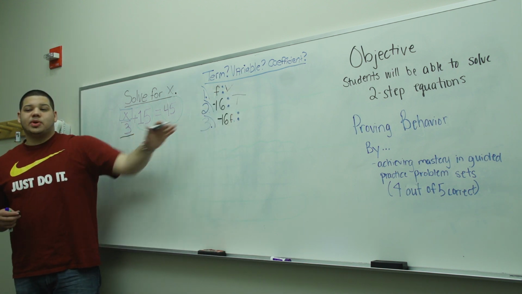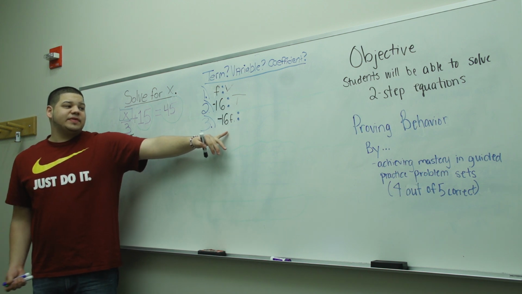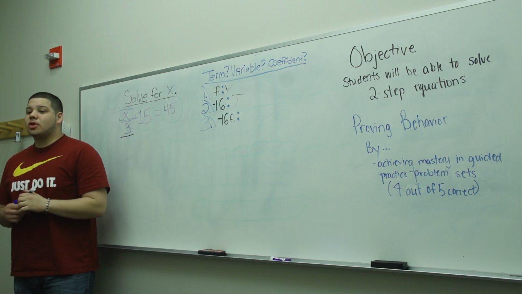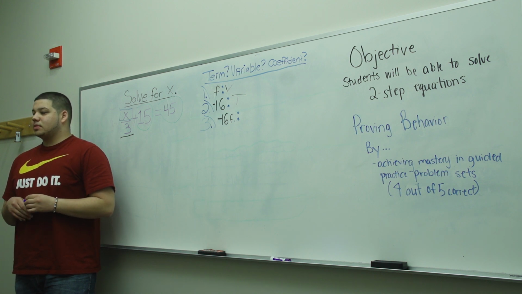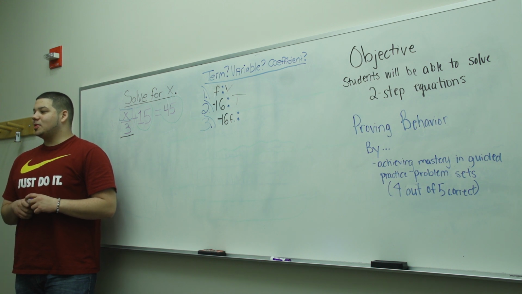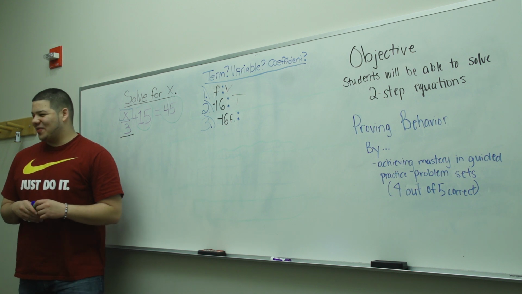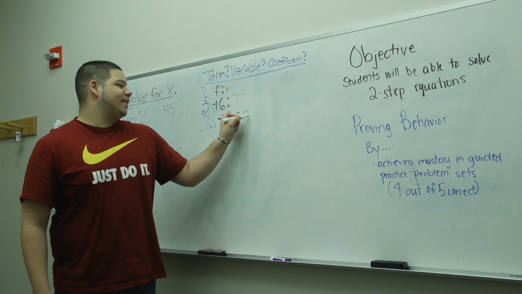Follow along in your guided notes. I know this marker doesn't work well, but please listen up. 3. Negative 16f. Is it a term, a variable, or a coefficient? 1, 2, or 3? I need all fingers. I need all hands. One hand. Just give me one hand. How many fingers? 1, 2, or 3? All right, 3. Perfect. So that's the coefficient. So we're going to write that in.